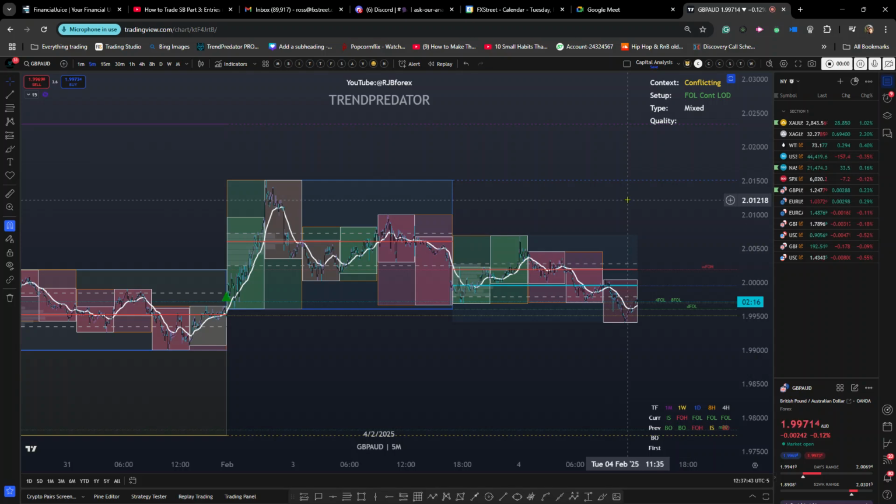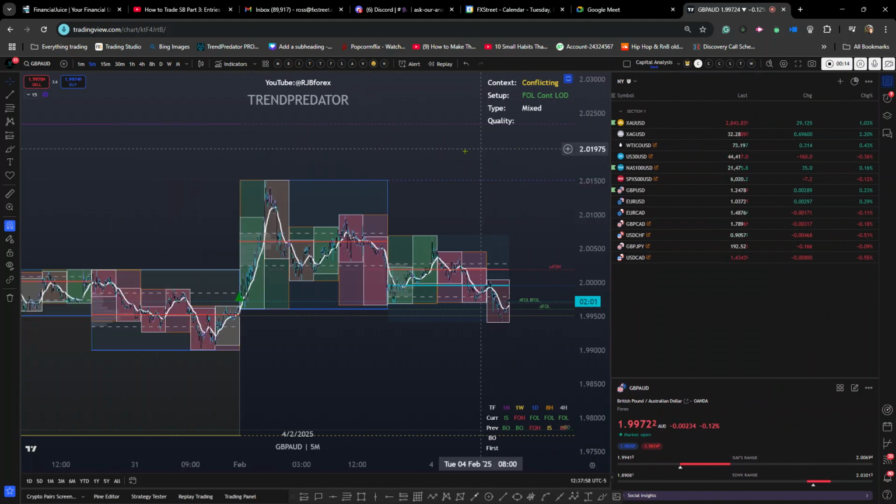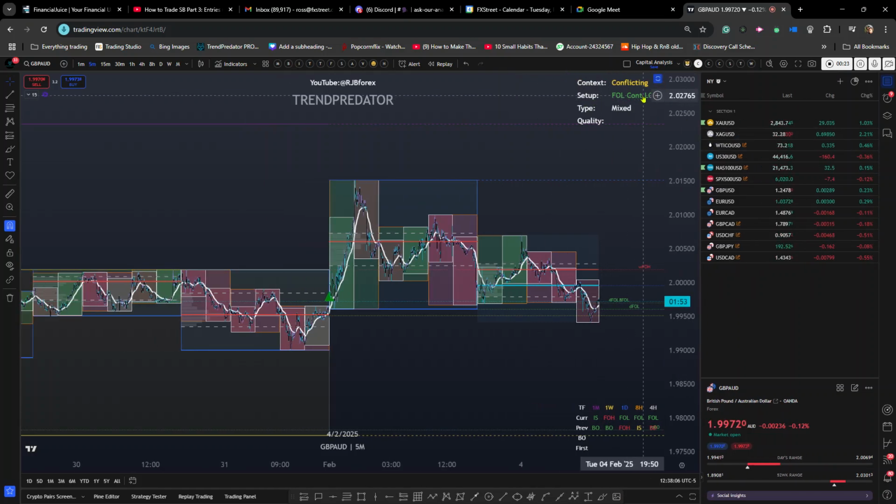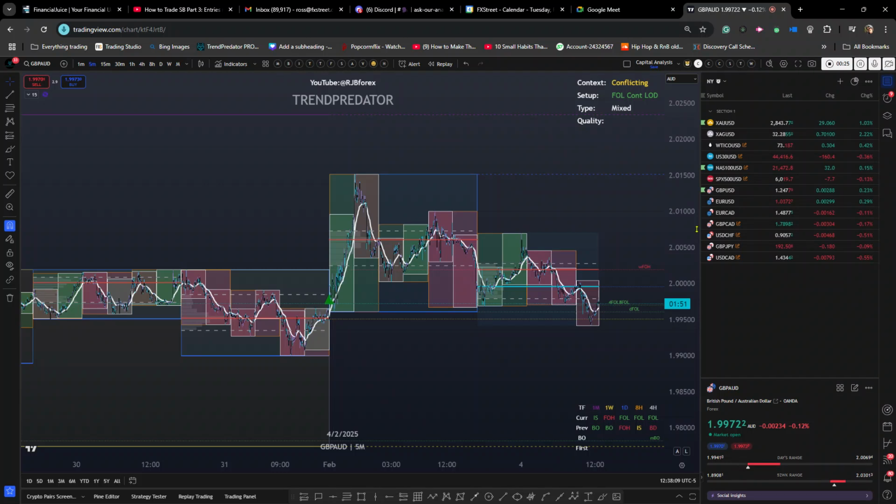Right, Sterling Aussie. The Trend Predator indicator is showing us that it is conflicting. So it's probably something we would want to stay clear of and look for a better engineered chart across a different asset. But Sterling Oz is giving us a setup, which is a fake out low, continuation low of day.